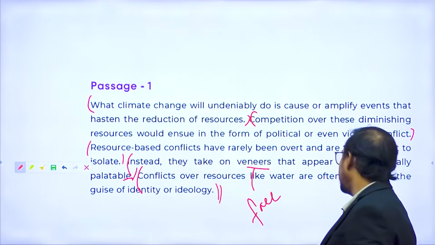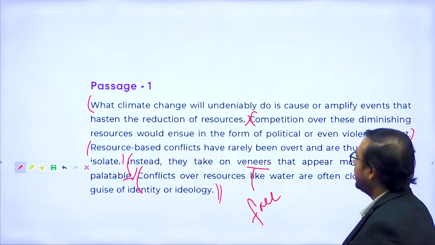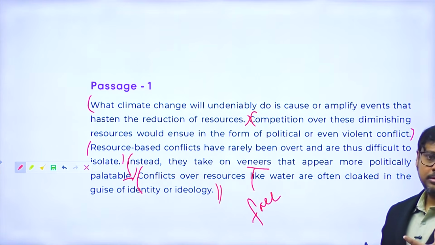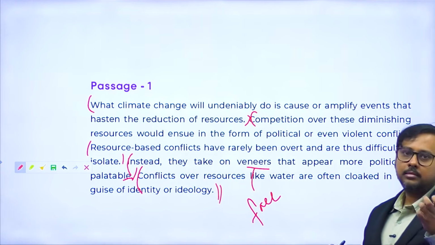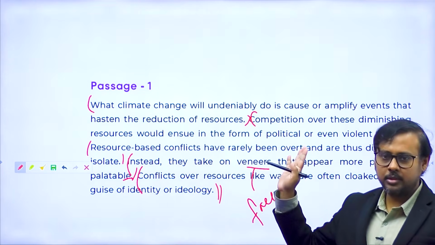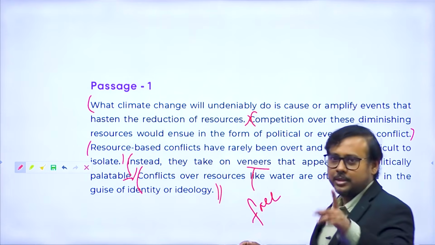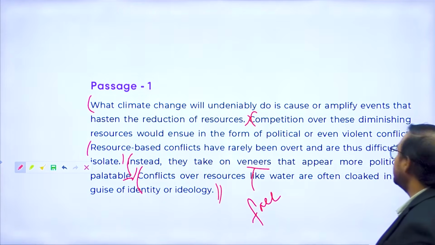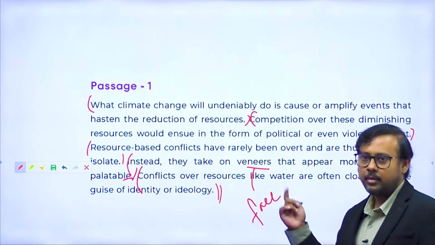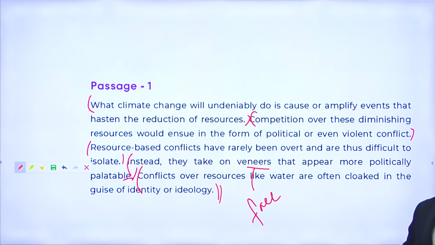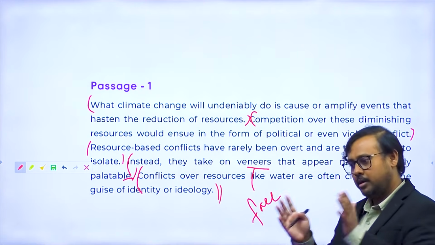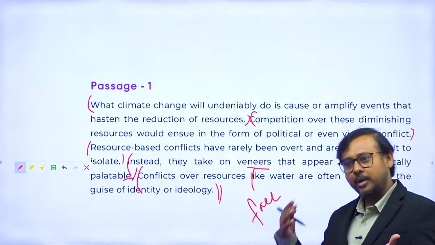So what climate change will undeniably do is cause or amplify events that hasten the reduction of resources. So initially, what information can you draw from this line? Climate change results in the reduction of resources. Absolutely. Okay. This one, everybody agrees to this? Okay. Remember this, I'm not writing. Competition over these diminishing resources would ensue in form of political or even violent conflict. This one from here. Conflict. ठीक है, पहले था climate change, resource हो रहा है, diminishing will lead to conflict. This is logical. यही है logical conclusion.